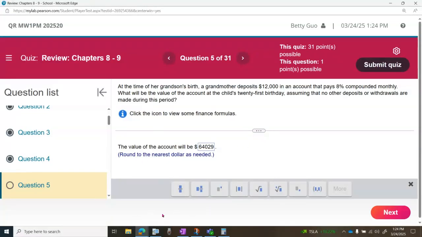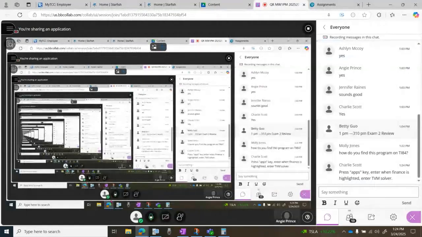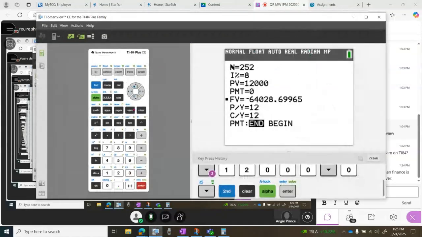So this is the enter when, okay, someone's asking, how do you find this program? Okay. Let me show you again. I can make it bigger actually.